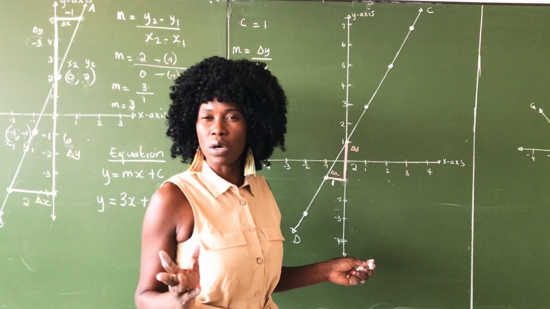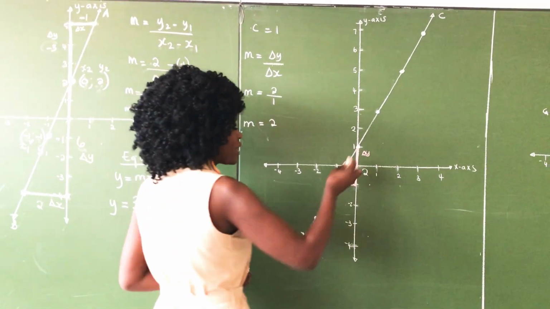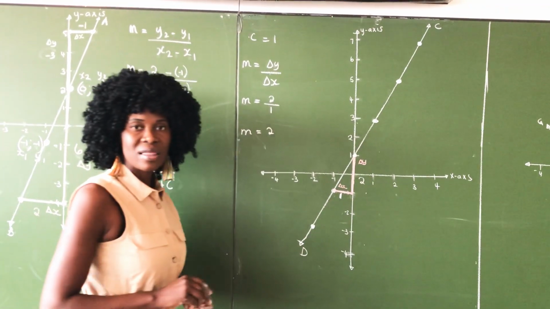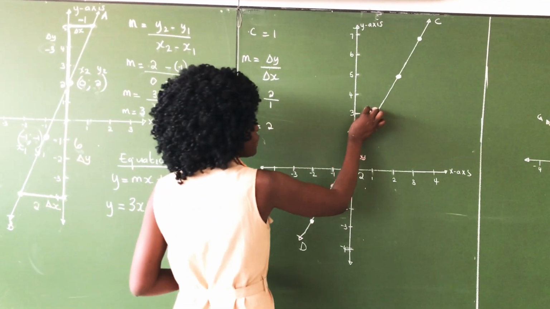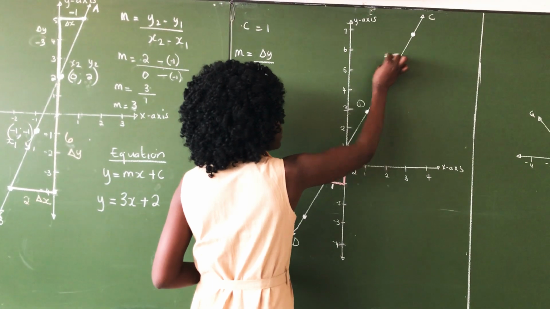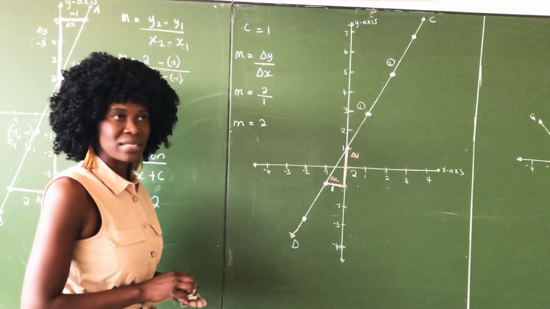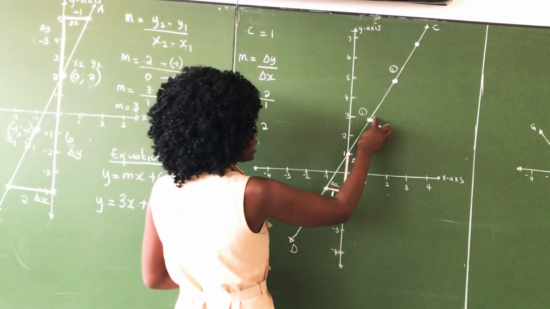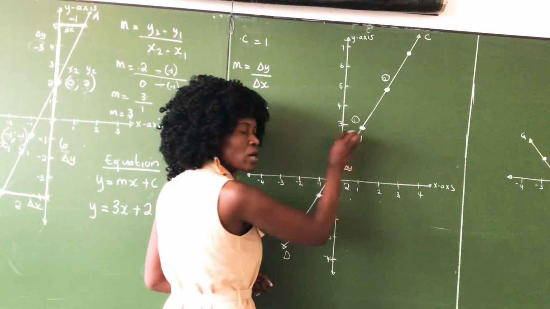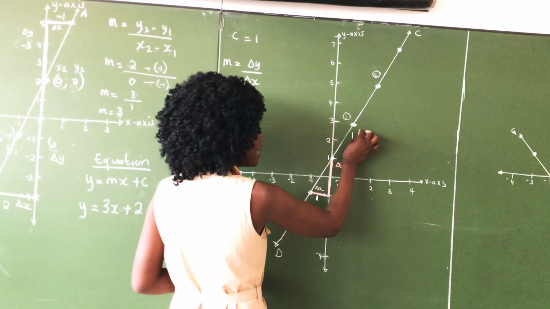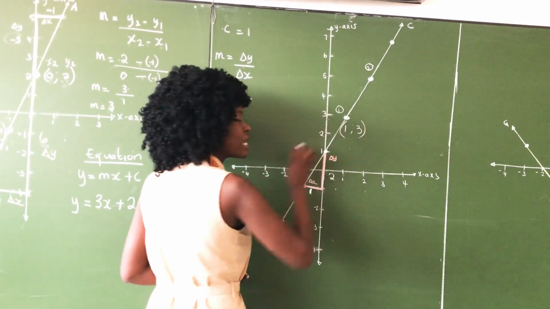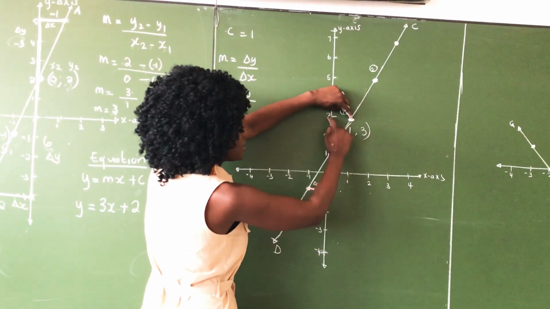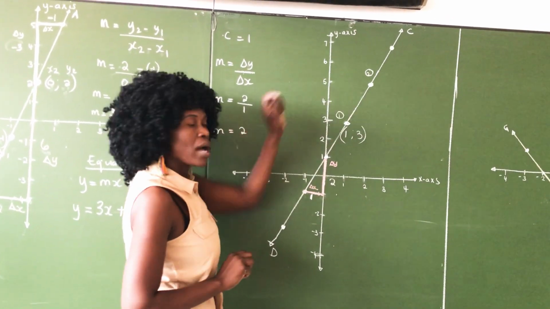Method 2 is the one where you have to choose 2 points on your straight line, any 2 coordinates on your straight line. If you choose this coordinate pair and another pair, this is my first ordered pair and this one is my second. What are the coordinates of this point? At this point we have positive 1 on the x-axis and positive 3 on our y-axis.